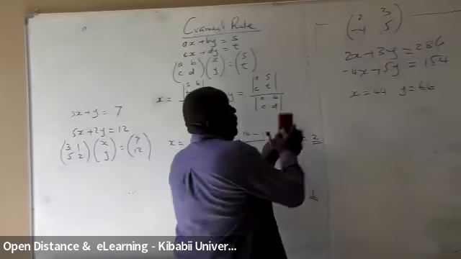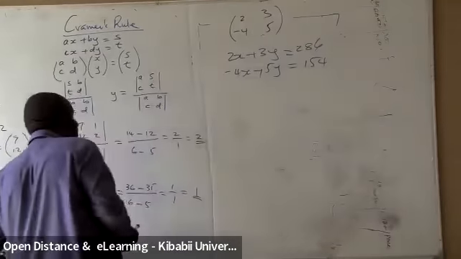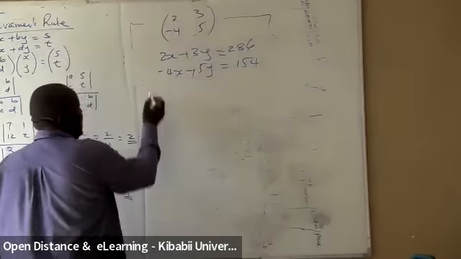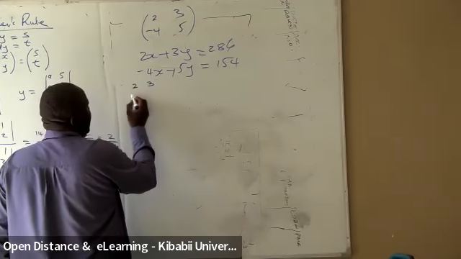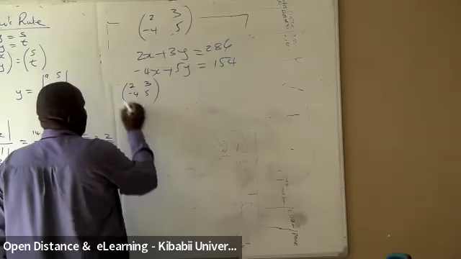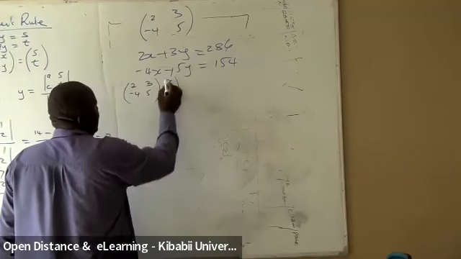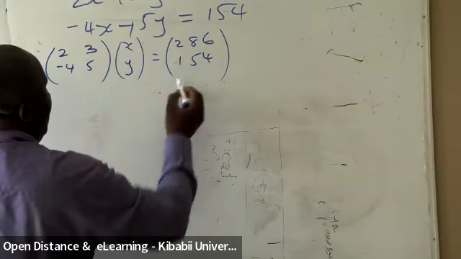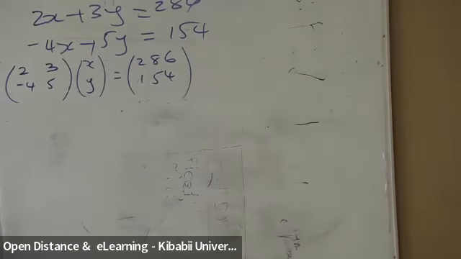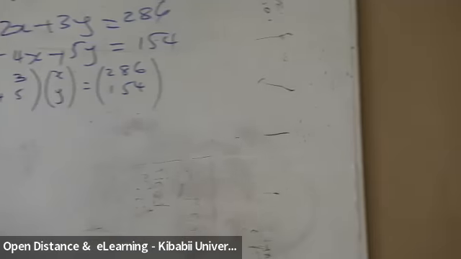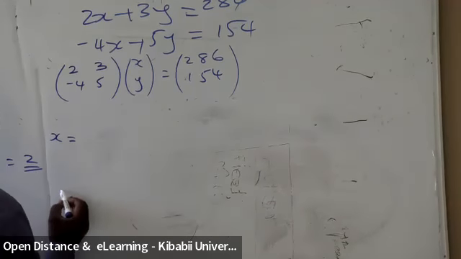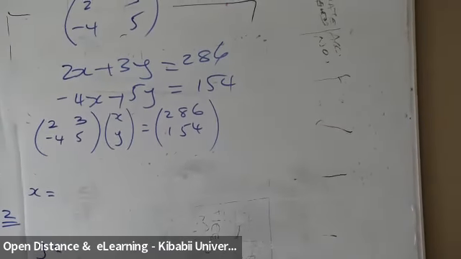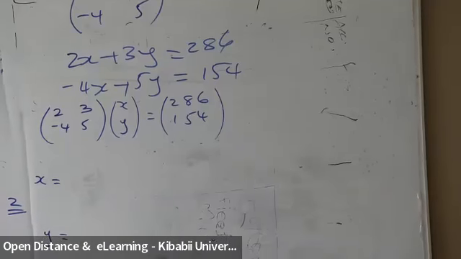Look at example 2. From example 2, we can extract the system of matrix equations as 2, 3, minus 4, 5 times x, y. This will give you 286, 154. So let us solve for x. This will be equal to, then solve for y, using now Cramer's rule.